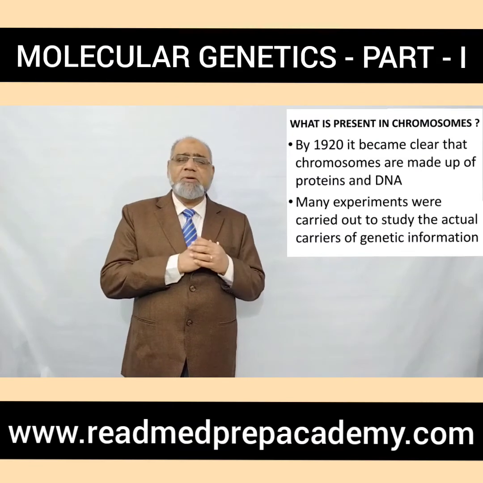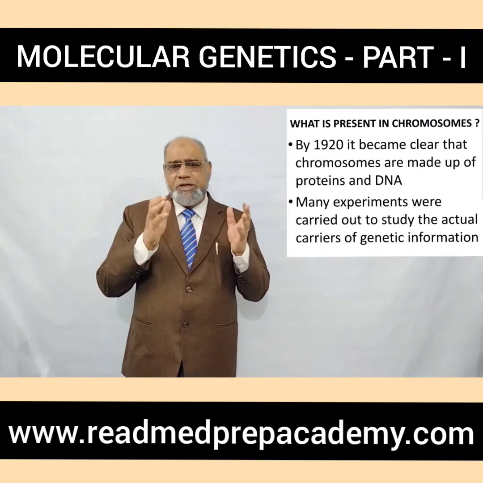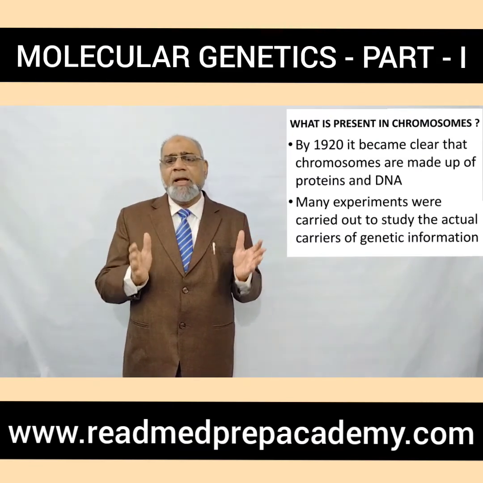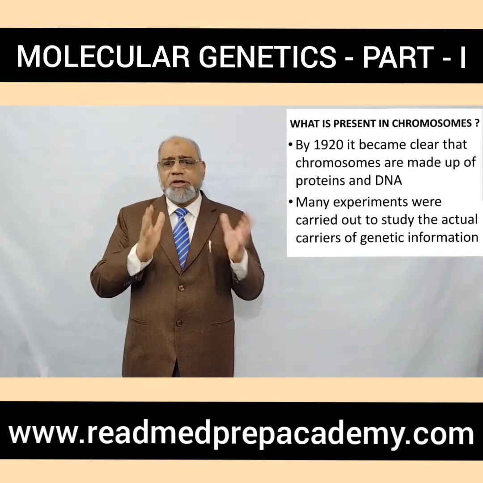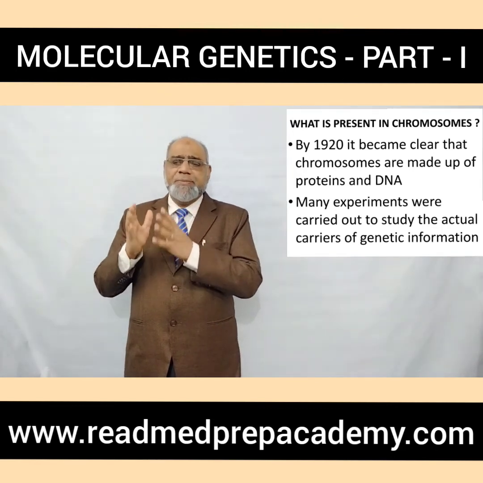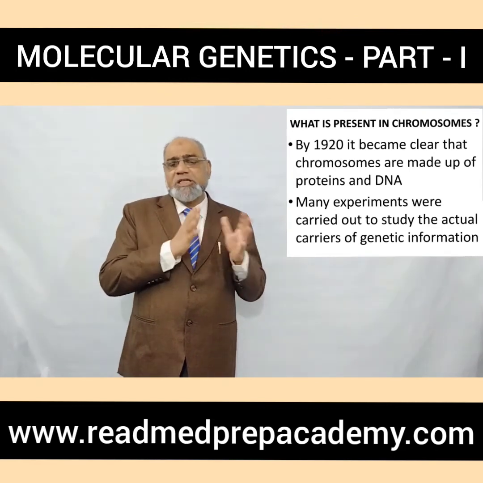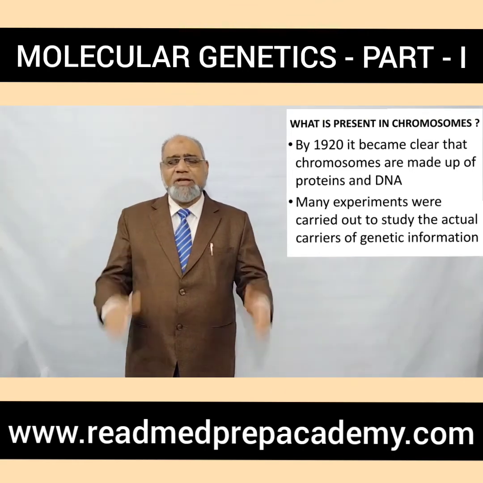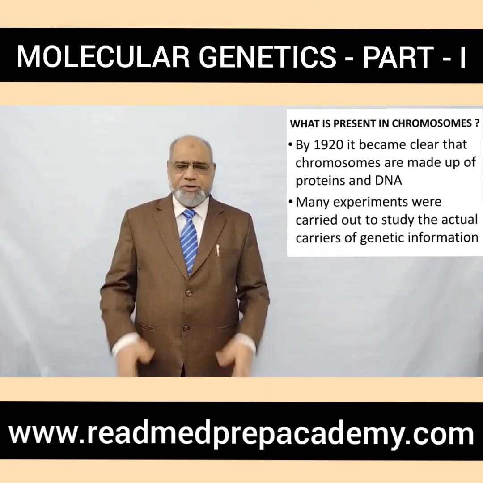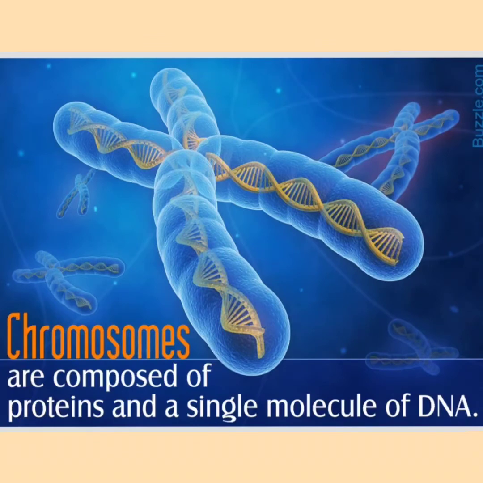What is present in the chromosomes? By 1920, it became clear that chromosomes are made up of proteins and deoxyribonucleic acid. Many experiments were carried out to study the actual carriers of genetic information. The chromosomes are basically composed of proteins and a single molecule of DNA.